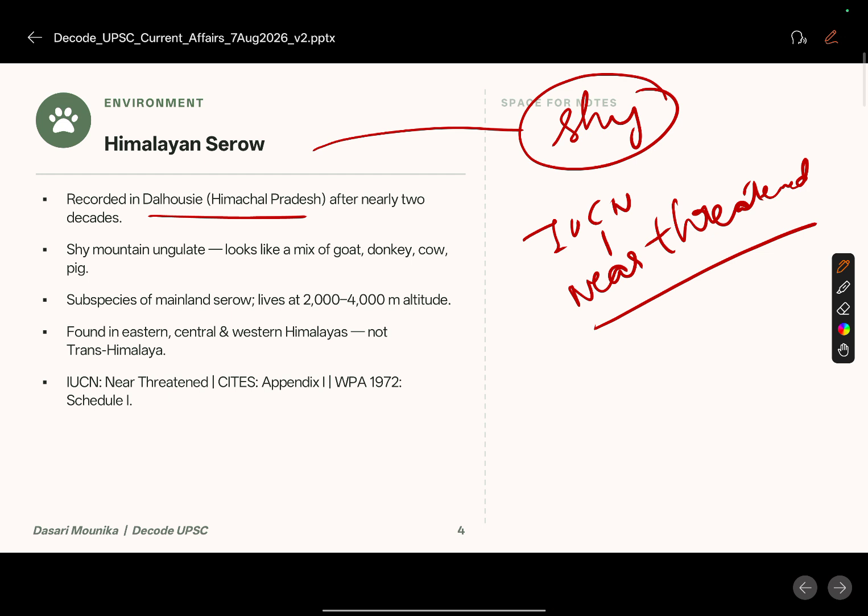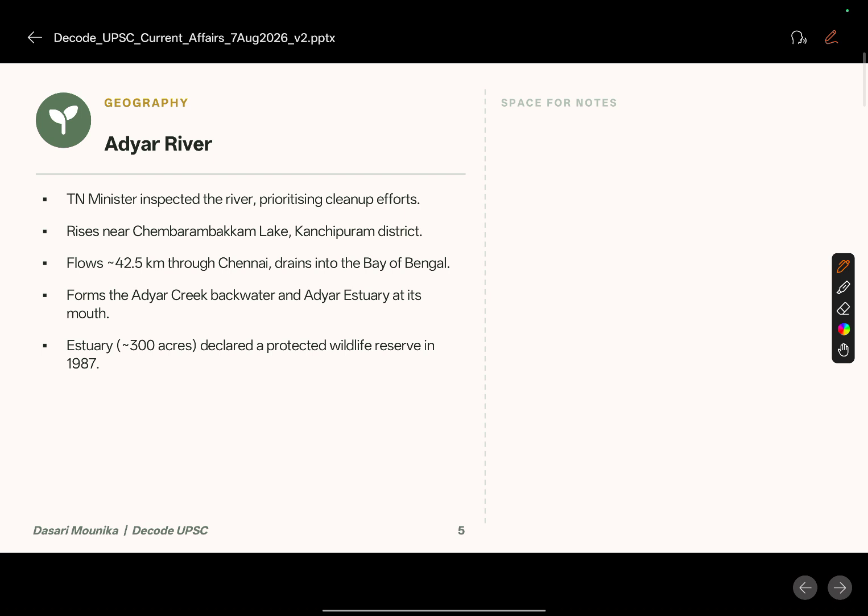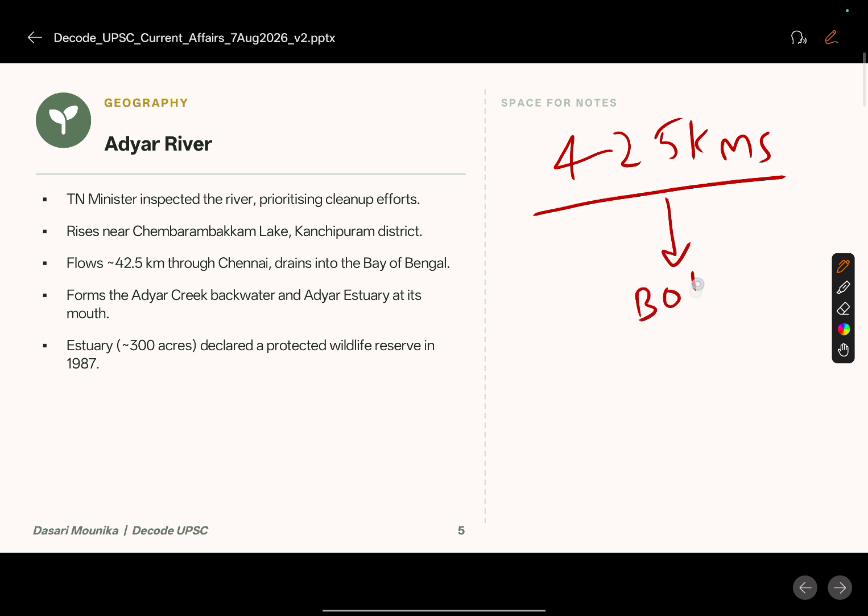Clear? So coming forward to another important topic, the Adiyar River. It is very interesting because it flows through most of the urban city of Chennai, for about 42.5 kilometers. This Adiyar River flows in the Chennai region, and from there it drains into the Bay of Bengal.